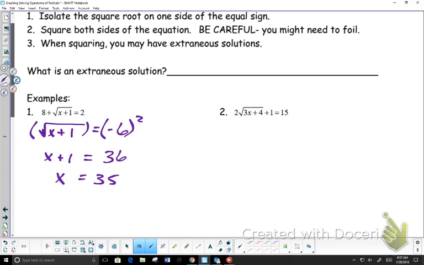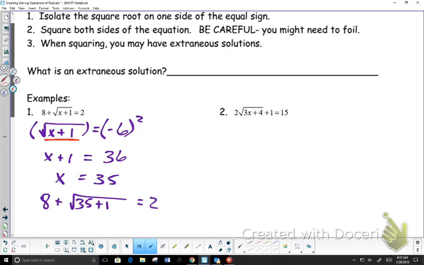However, 35 is what I would consider to be an extraneous solution. And here is why. Plug it back in, and you get 8 plus 35 plus 1, and this is supposed to equal 2. 8 plus something is not going to equal 2. And here was your first heads up right here.